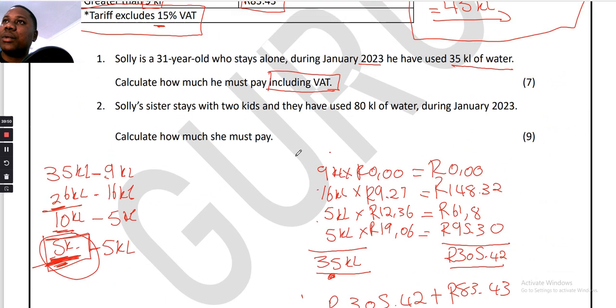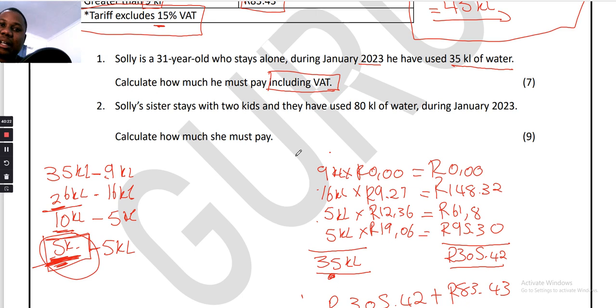In question number 2, they say Soli's sister stays with 2 kids and they have used 80 kiloliters of water during January 2023. Calculate how much she must pay. Remember, I did this deliberately because in real life, whatever you pay, if that qualifies for VAT, it must include VAT.